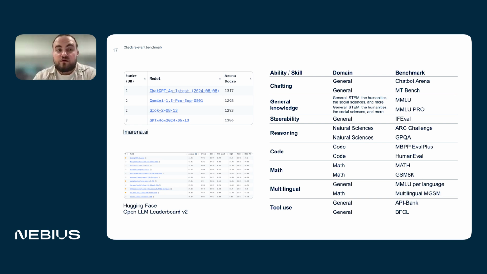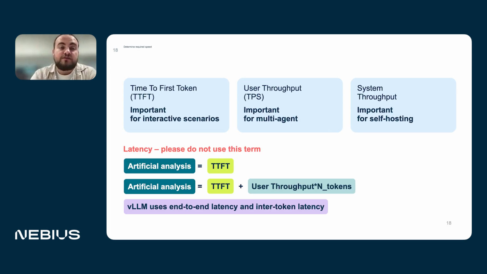So yeah, you know your domain better, you understand which benchmarks might be useful for you. Are you expecting a model to be good at reasoning, or maybe you're doing some code model? So check the relevant benchmark for you and at least understand the set of models you're expecting.